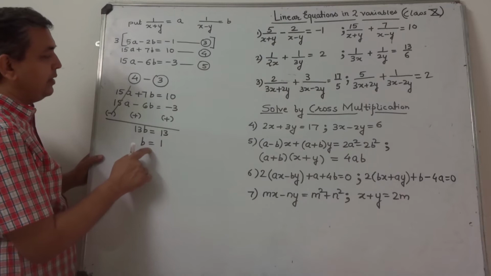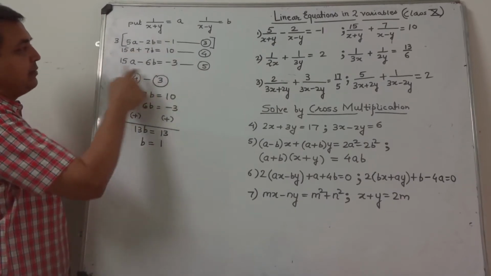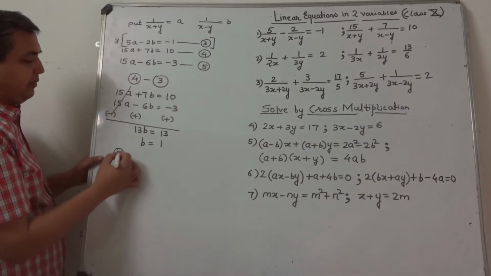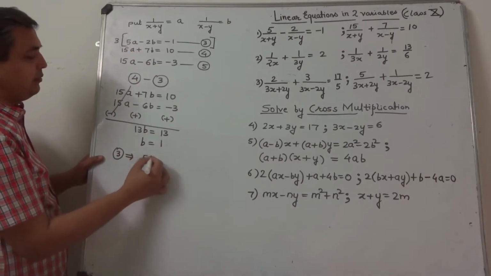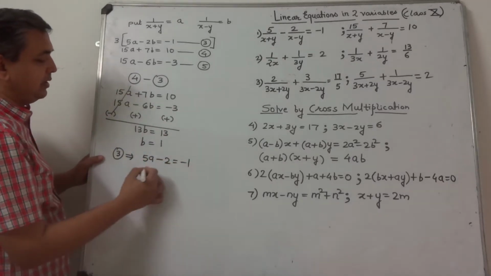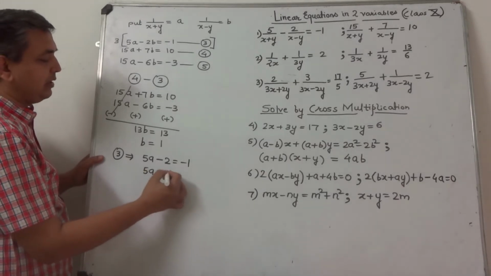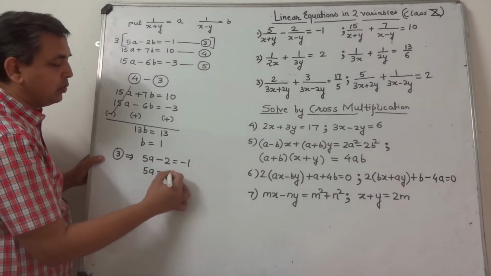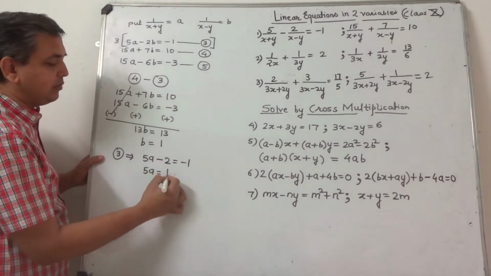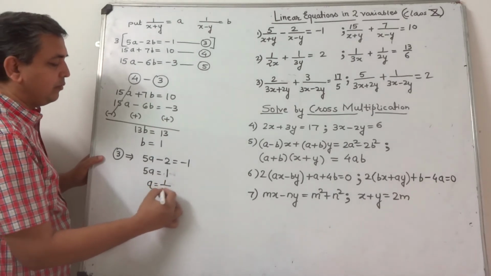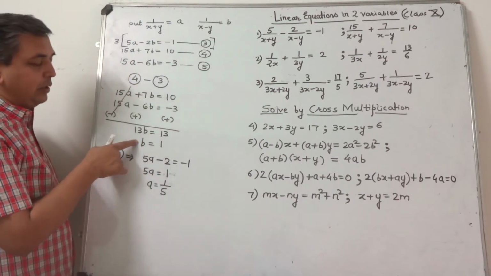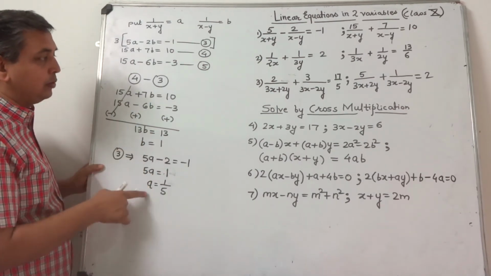This value of b, we can use it in any of these equations. If we check equation 3 and we put b over there, we can write 5a minus 2 into 1 is 2 equal to minus 1, and solving this we get 5a equal to minus 1 plus 2, that is 1, and so a is equal to 1 upon 5. So this way we get value of a and we know value of b. a and b are both known.